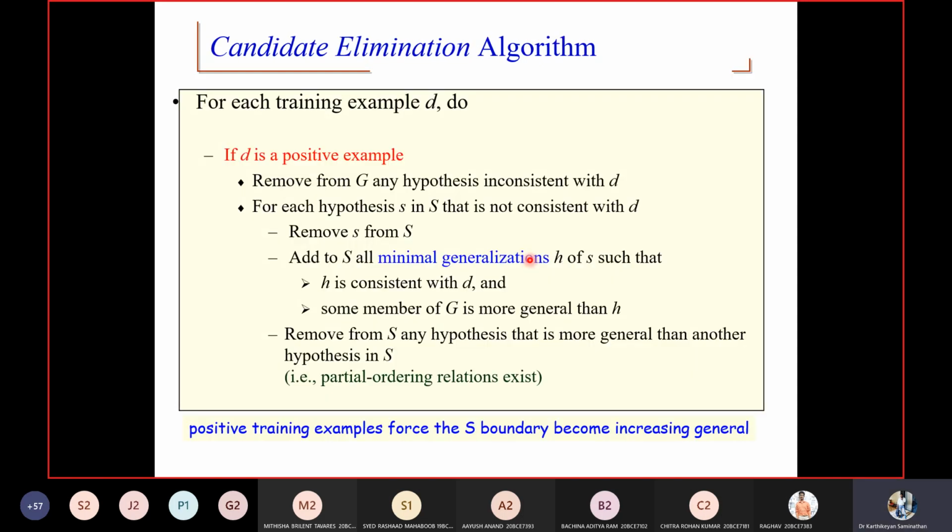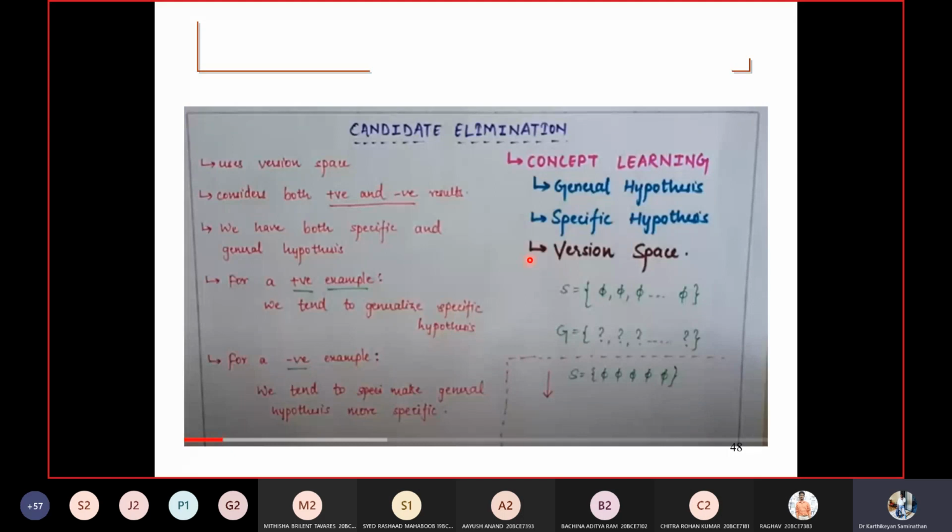I'll give you the basic idea of candidate elimination now, since I have 10 minutes, and tomorrow we'll start with the problem. This candidate elimination also works with the version space mechanism, but this algorithm considers both positive and negative training samples. First we need to initialize G0 and S0, the initial general hypothesis and specific hypothesis.